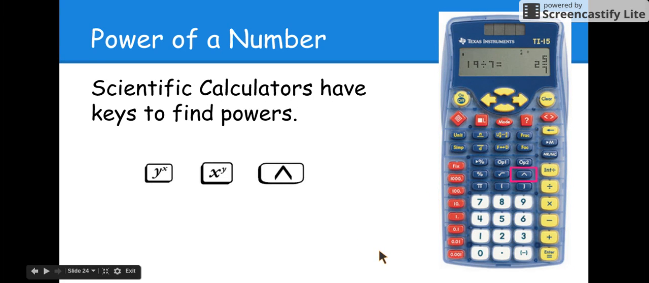Scientific calculators, like our blue calculators at school, can be used to find powers. So if we were doing 5 to the third power, we could click the 5 button, then this little up caret key, and then 3, equal. On other calculators, you may see buttons that look different, but on your blue calculator at school, you have 5, this up caret button is to the power of, then 3, and then equal.